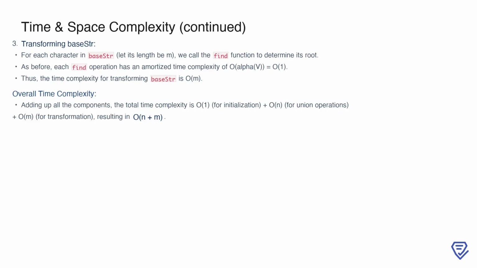Now, we consider the transformation of base str. For each character in base str, whose length is m, the find function is called to determine its root in the equivalence class. As before, each find operation has an amortized time complexity of O(1) due to path compression. Thus, transforming all characters in base str takes O(m) time. Adding everything together, the overall time complexity of the solution is O(1) for initializing the parent dictionary, O(n) for the union operations, and O(m) for transforming base str. This gives us a total time complexity of O(n plus m), where n is the length of S1 and S2, and m is the length of base str.